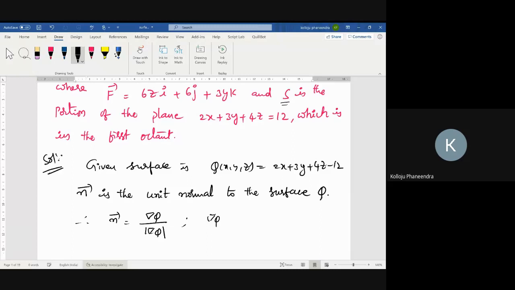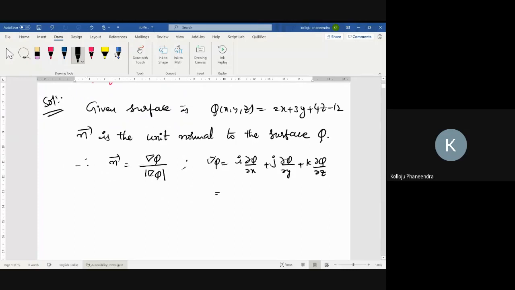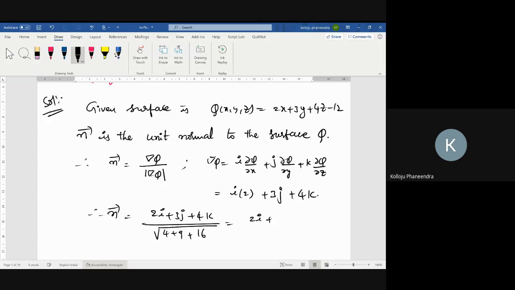Okay. Therefore, what is del phi first? i dou phi by dou x plus j dou phi by dou y plus k dou phi by dou z. That is equal to i into dou phi by dou x means 2, dou phi by dou y 3j, and this is 4k. This is del phi. Therefore, n bar is equal to 2i plus 3j plus 4k by root over 4 plus 9 plus 16. So this is (2i plus 3j plus 4k) by root 29. This is the unit normal vector.